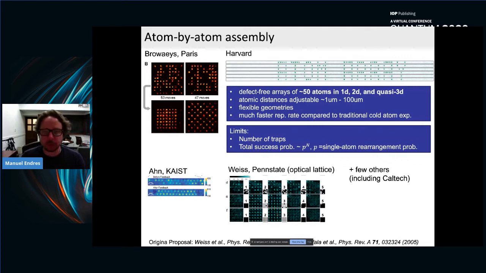And now the probability to really have a defect-free array of n atoms without any holes that I correctly assembled scales with p to the n. So that means that p has to be high in order to go to high n's with high success probability.